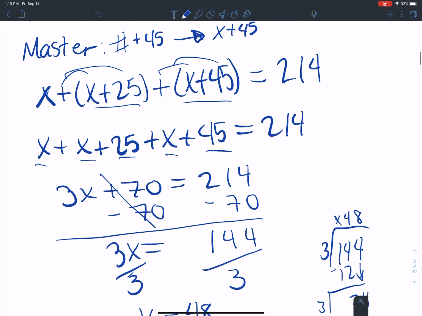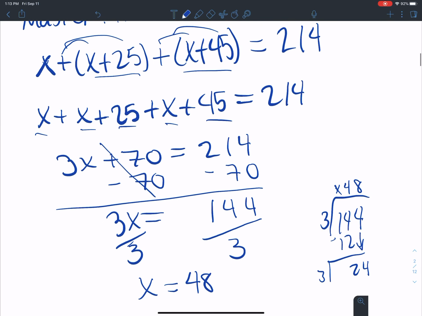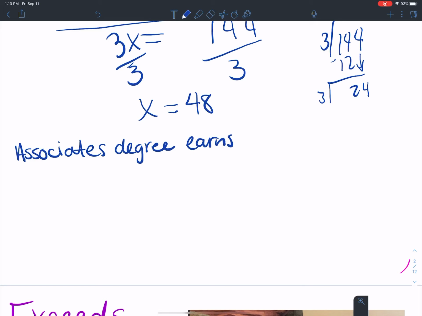You need to go back to your question and read it. Find the average yearly salary of the men with each of these levels of education. That means they want to know associates, masters, bachelors, all of it. So associates, that was just x, right? So associate's degree earns $48,000.